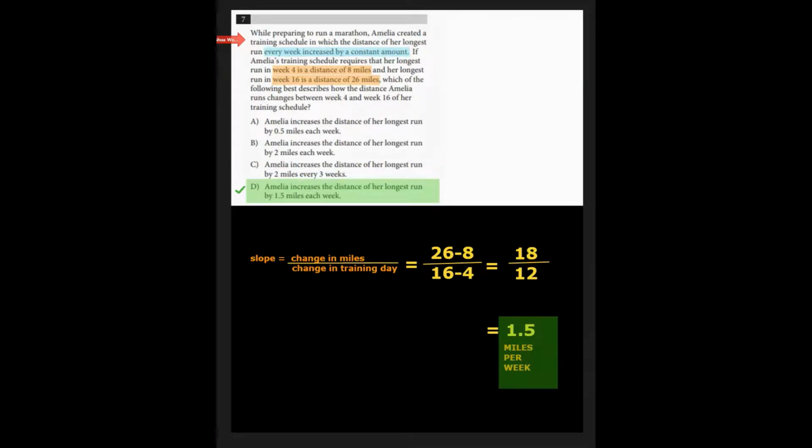not training day. So it should be 26 minus 8 miles over 16 minus 4 weeks, which means that she increases her mileage by 18 miles over a course of 12 weeks. That simplifies to increasing her long run each week by 1.5 miles per week. The correct answer is D. Amelia increases the distance of her longest run by 1.5 miles each week.